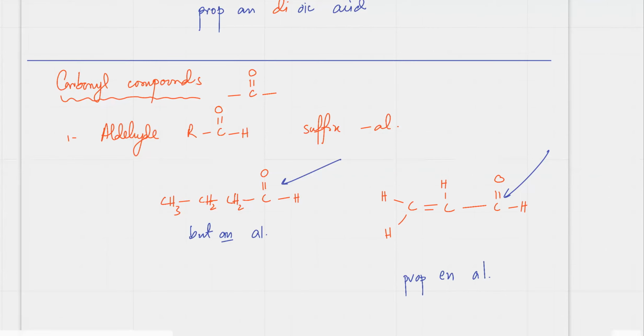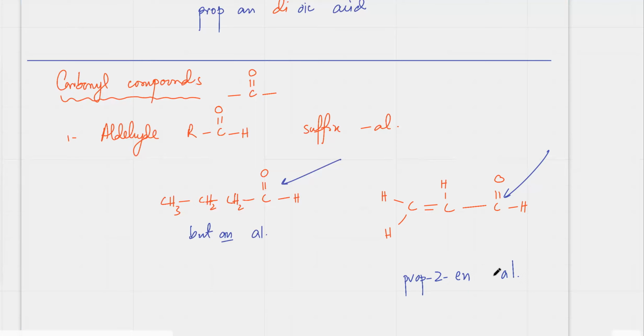And you have to give the position of the en. Where's the double bond? Like which carbon atom? So this one is number 1. This would be number 2. So it's on the number 2 carbon atom. So that's the name of the molecule. Is this clear?